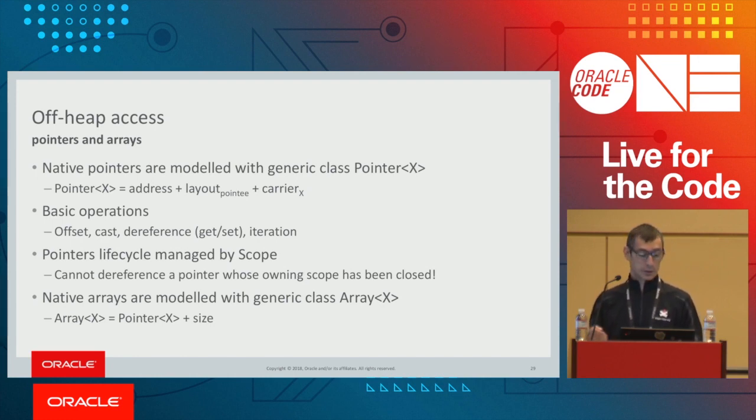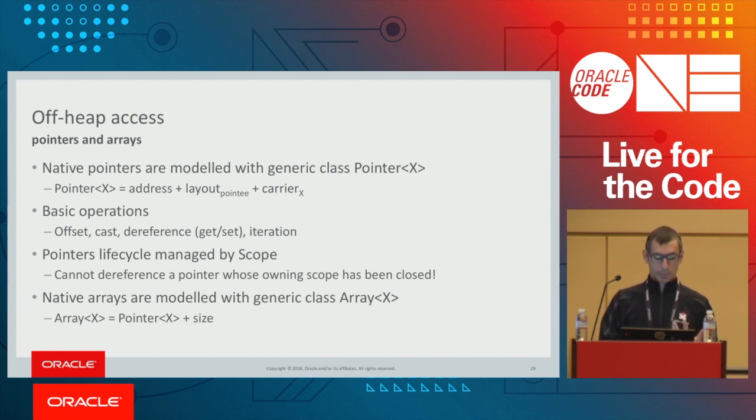It has an address, it has a layout that describes basically what the layout of the memory region is that the pointer is pointing into. And it has a carrier type, a Java carrier type. The Java carrier type is used, for example, in the dereference operation, when I want to extract data from the pointer or I want to put data into the pointer. So the X in the Pointer<X> API point is going to define what is the Java type that I'm going to use with it.